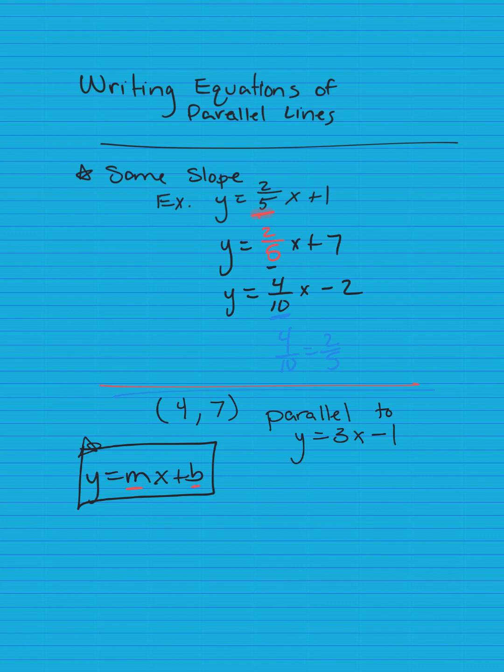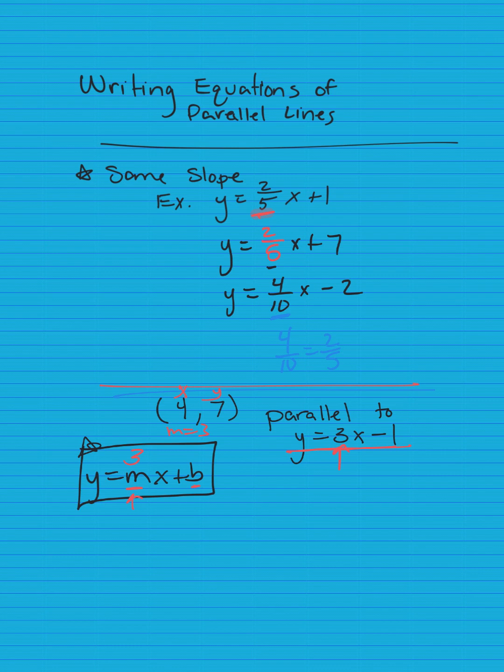Again, it has to go through the point (4, 7) and be parallel to this line, y equals 3x minus 1. So I can find my slope, my m, because I know that if this is parallel to this line, then the slope has to be the same. So this slope is 3, so the slope that we need has to also be 3. So I know the m has to be 3. And then we're going to use this 4 and 7. The 4 is the x value, the 7 is the y value, to plug into this slope-intercept form to find our b value.